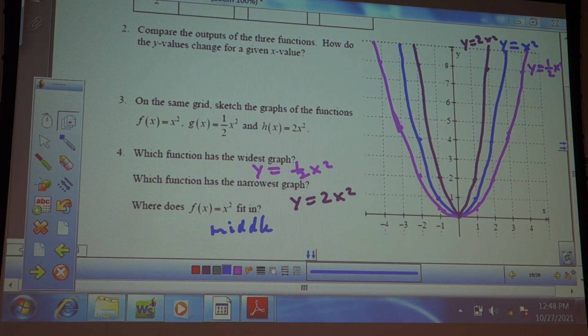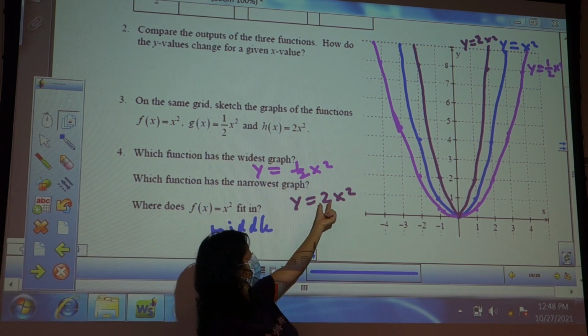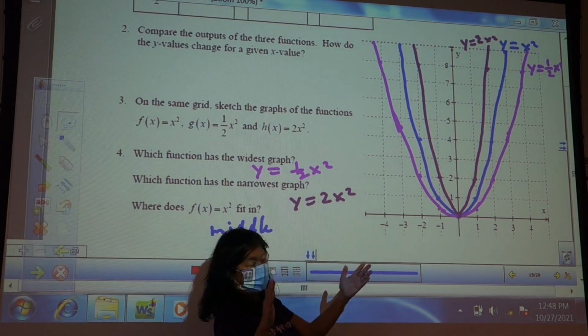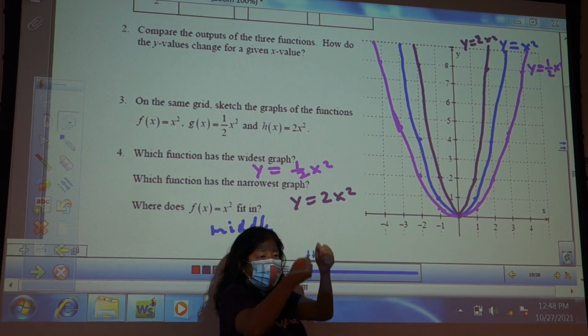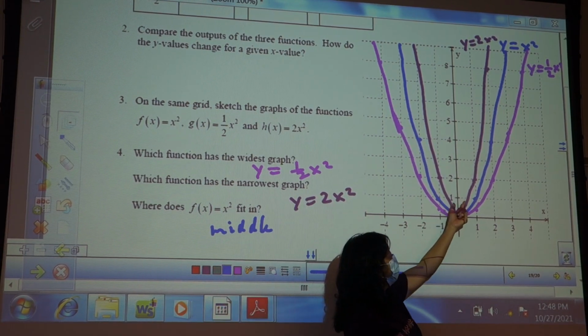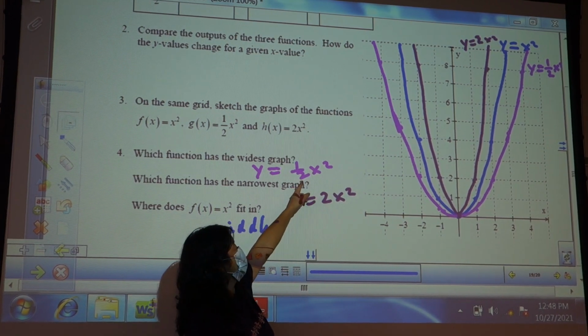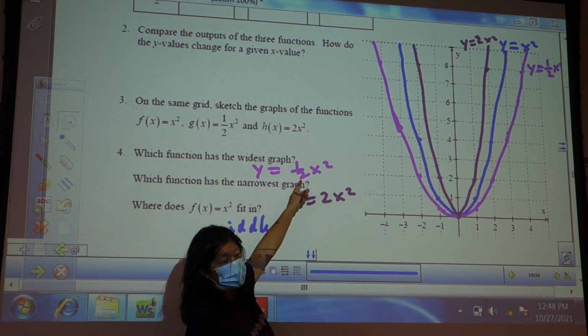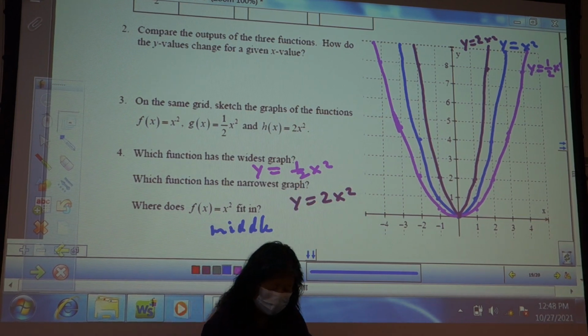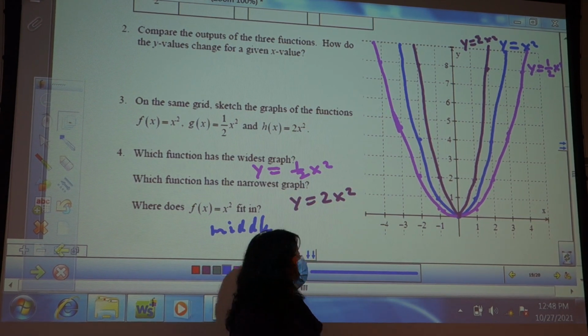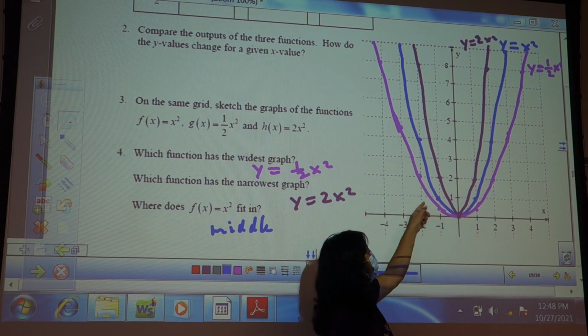So, again, as your coefficient A becomes larger than 1, it pulls it up, so it becomes narrower. And if A is less than 1, between 0 and 1, it's like you're squishing it down. It's going to squash it down a little bit so it becomes a little lighter.